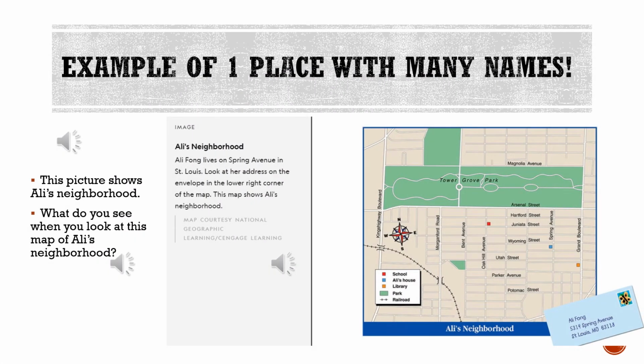On the following slides, you're going to see some examples of a fake character named Allie and where she lives. We're going to zoom in close to start, and then we're going to show where she lives at different scales. That means at different distances.